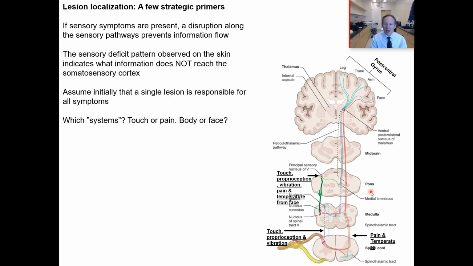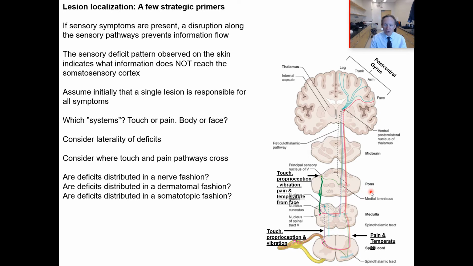Recognize which system and pathways are affected. Touch and pain from the body or face all follow different pathways. The symptoms tell you which one is affected. The laterality of the deficit and the lesion are very important pieces of information that help you localize the lesion. Pay special attention to laterality. Know where the different pathways cross the midline, where they decussate. This also helps with determining laterality.